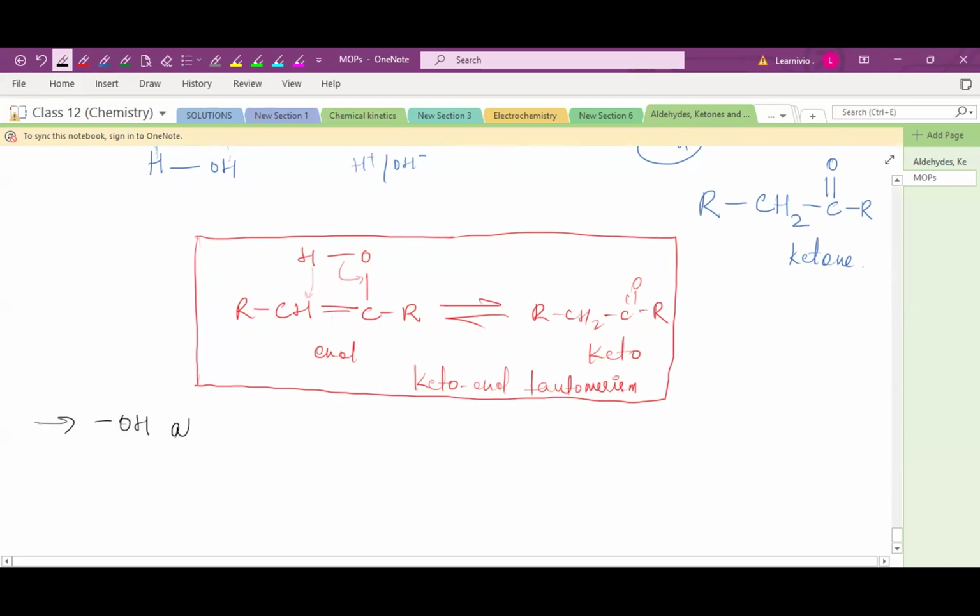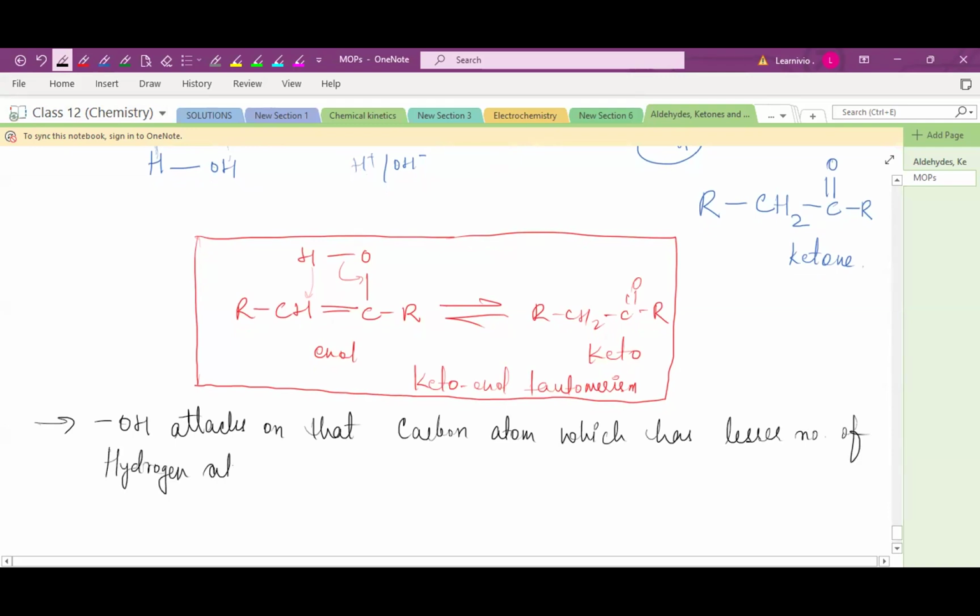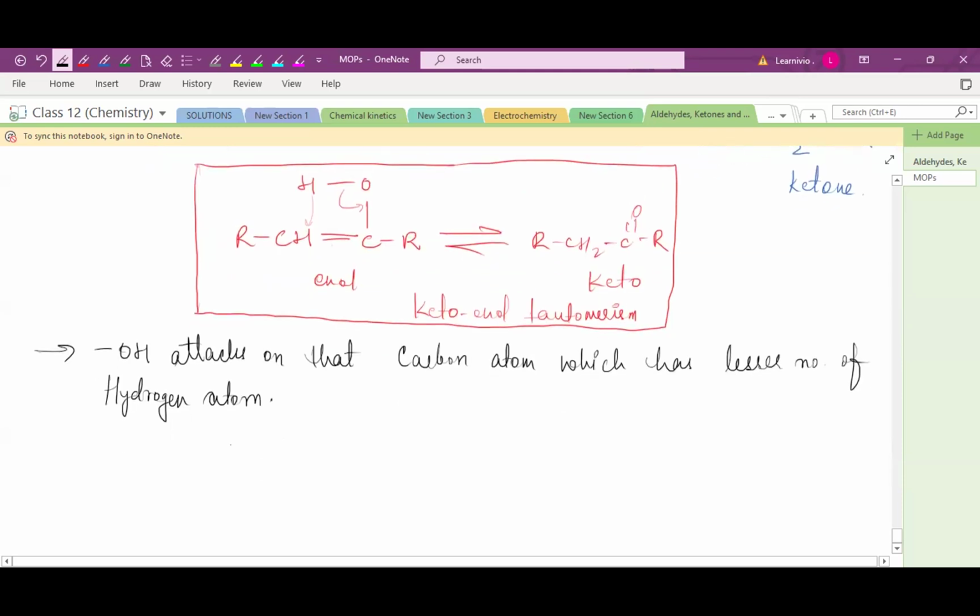So in that case, OH attacks that carbon atom which has lesser number of hydrogen atoms. Okay, and the carbon that gets the OH.